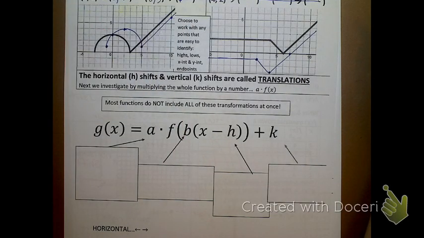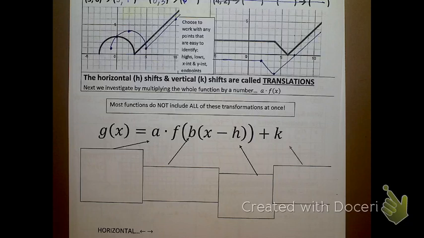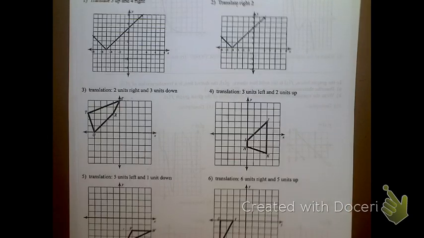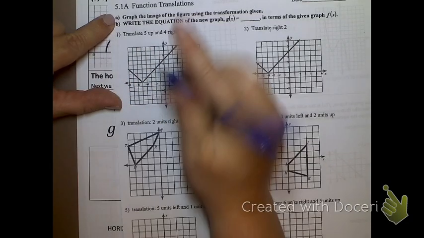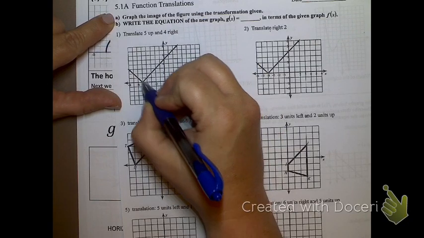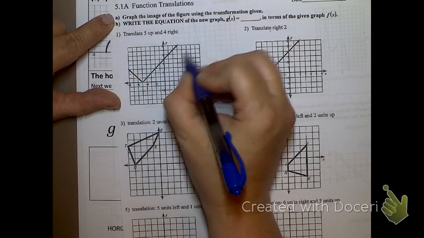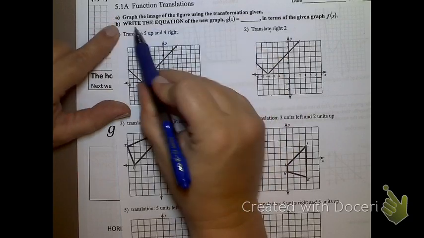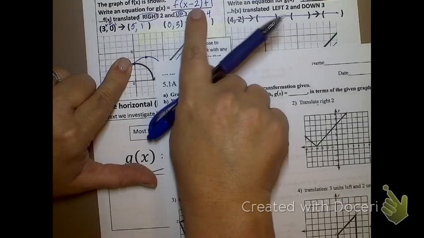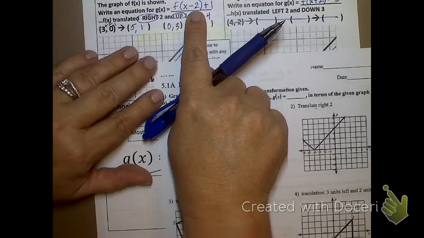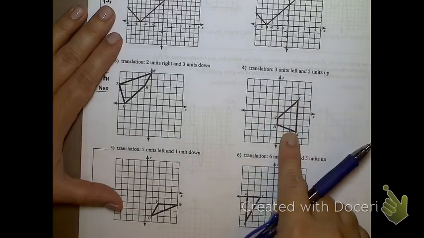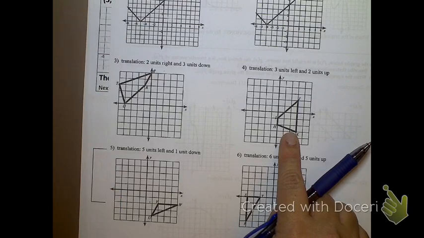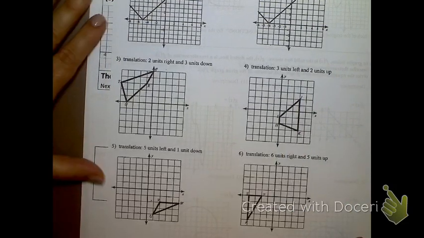Okay. Now, when you get to your homework assignment, let me put that up here. When you get to your homework assignment, it's going to say translate five up and four right. So you're going to have to take your points and translate them five up, four right, and graph the new one. And then you're going to have to write the equation just like this of the new one. Does that make sense? So that should be fairly easy. I actually like doing polygons better because I think they're easier. It gives me four distinct points to move, and it's very simple from there.